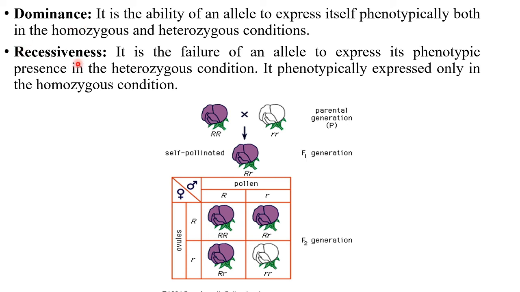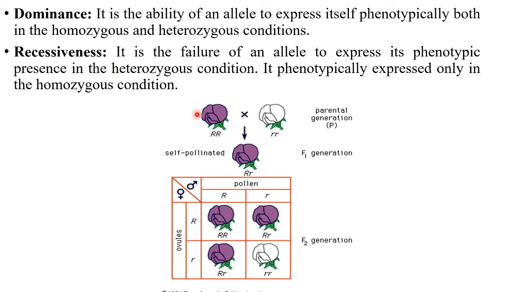Let's see dominance and recessiveness. We have already mentioned what a dominant and recessive character is. Dominance is the ability of an allele to express itself phenotypically both in the homozygous and heterozygous condition. In this diagram we can see that the purple flower color is represented by the letter capital R, and the progeny produced after the first hybridization experiment is called the F1 generation, which has capital R, small r in the heterozygous condition, where the capital R itself expresses the purple color.